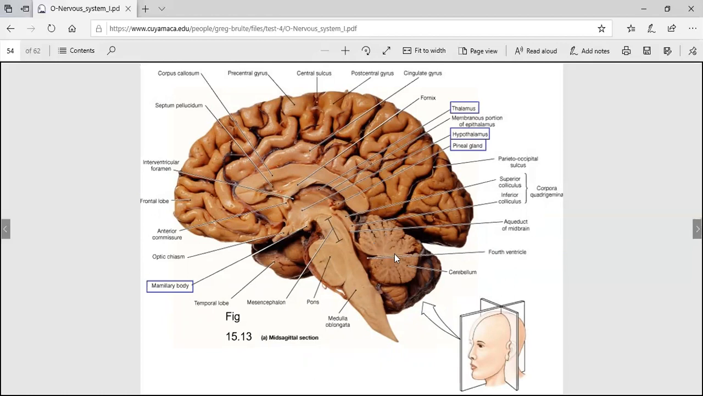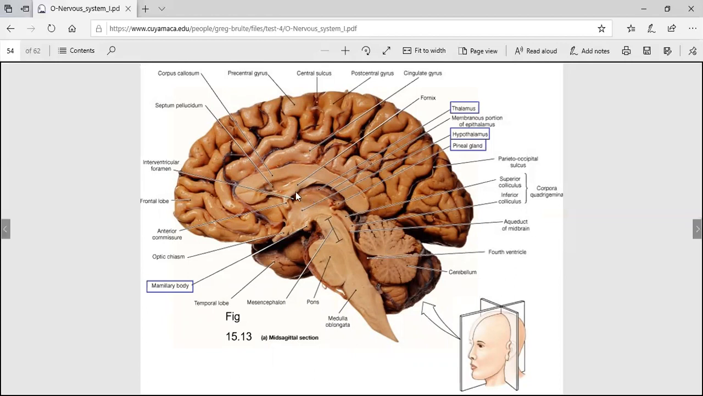All right. So here's your arbor vitae. That's just white matter in your cerebellum. It means tree of life. So it's probably from the Bible, right? These things were named like 1,000, 2,000 years ago in Latin. So if you forget arbor vitae, but you give me what it means in Latin, tree of life, you'll still get a half a point.